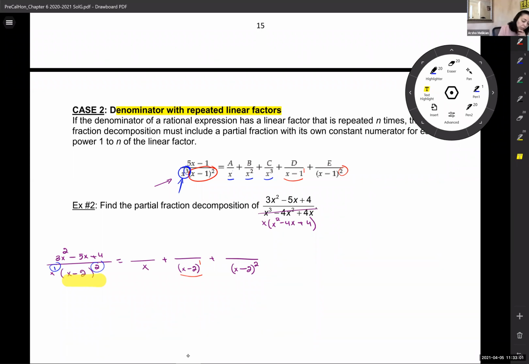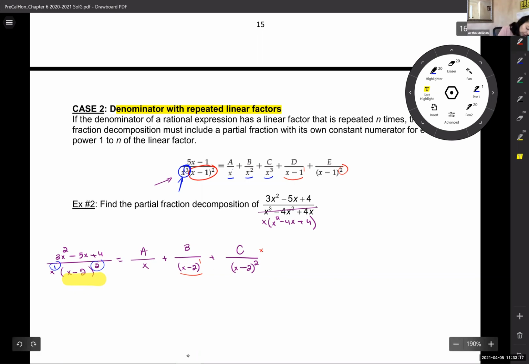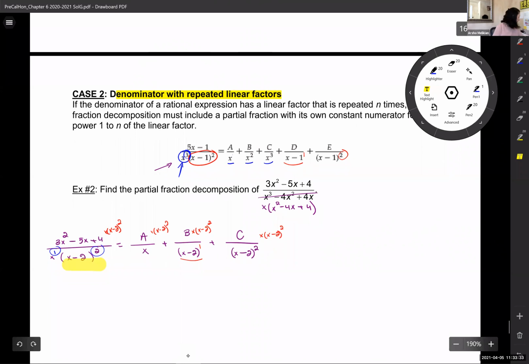Okay? All right, now for the numerators, again, it's A, B, I need another one, C. You could go all the way to Z, right? But let's hope we're not going to get 26 terms. Everything else is the same. So multiply everything by the LCD, which is x minus 2 squared. Okay, first term, everything goes away.